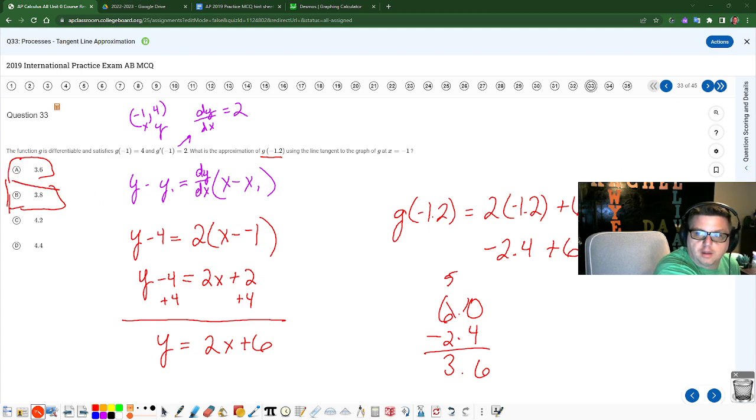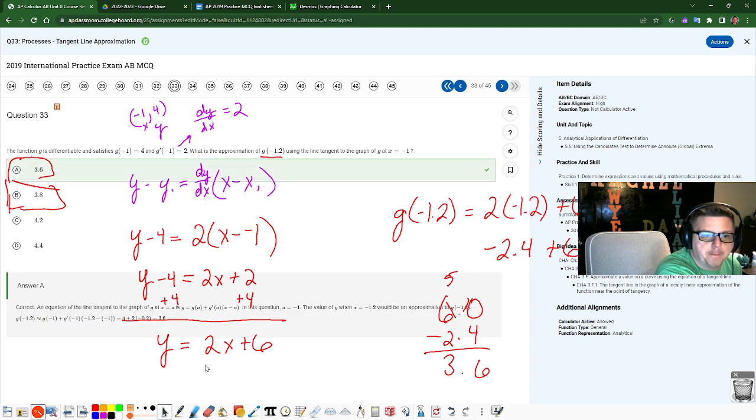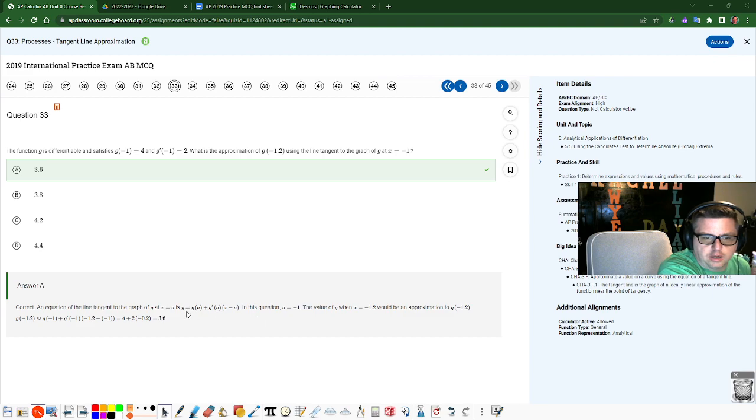So that gets us to 3.6, which is letter A. Boom. And essentially what they did with theirs, they created a weird looking equation, but it's really the point slope formula. They just moved this over. That's an ugly way to look, but whatever. They did what we did. That's all you need to know.